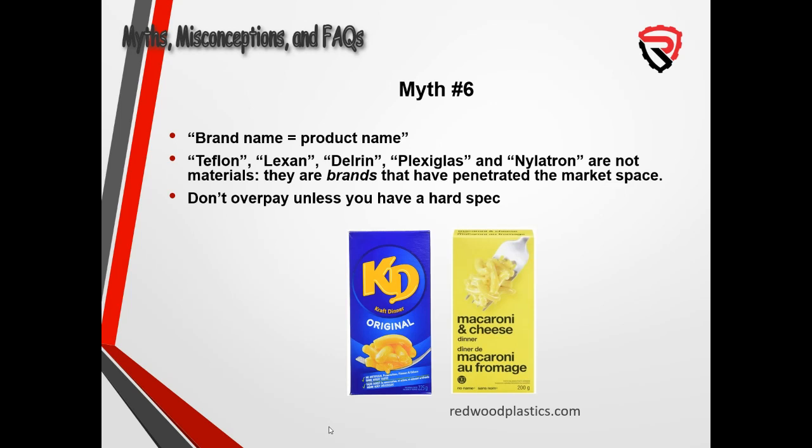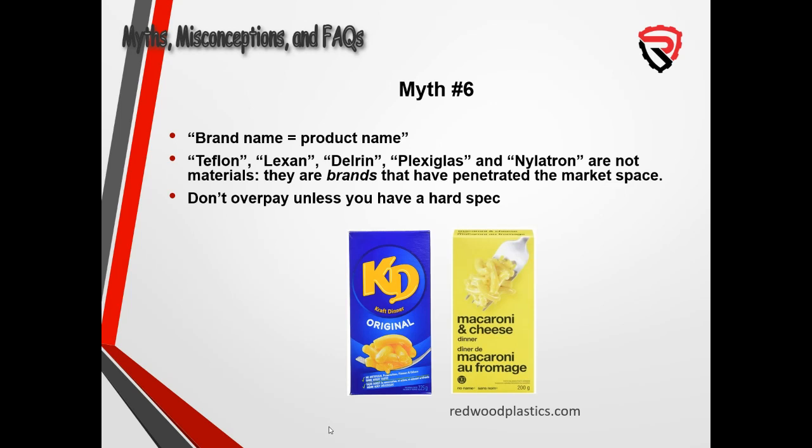Now, the problem is that like any other brand, you can see I use pictures of Kraft Dinner, macaroni and cheese, you're going to pay more for the brand name. And you might have reduced availability, but you're for sure going to pay more to get that brand name. So you need to ask yourself, are you fine with a generic equivalent where you don't care who manufactured it, but it has equivalent properties? Or do you actually need that brand? And why I say that is if you're a machinist, you may be given a print that specifies Nylotron and your end user may be firm that it must be Nylotron. And in that case, it's perfectly fine for you to procure that brand name.